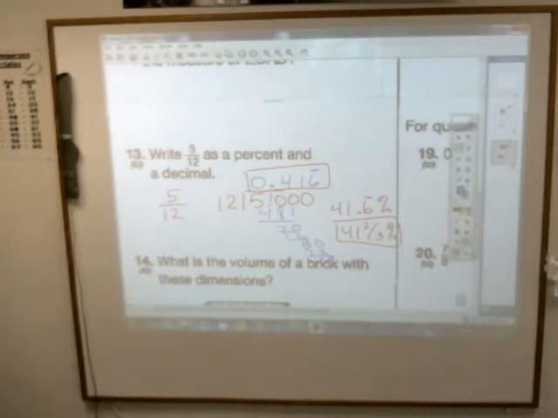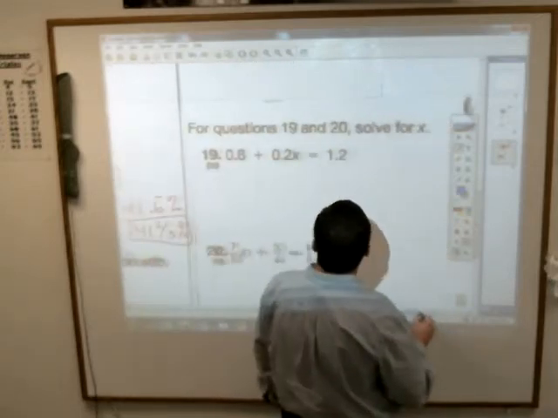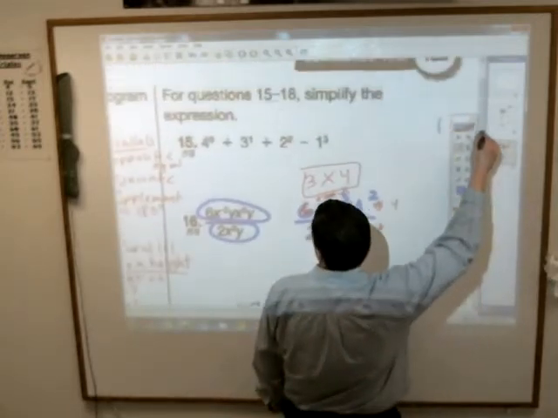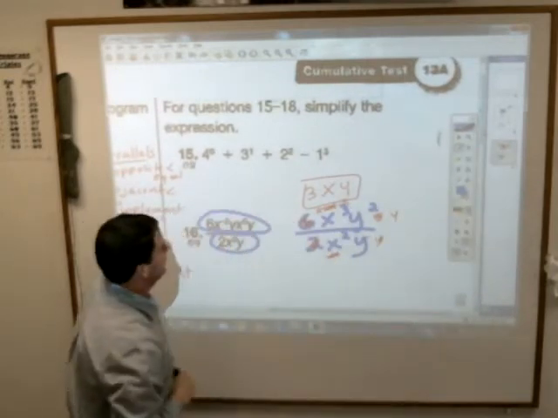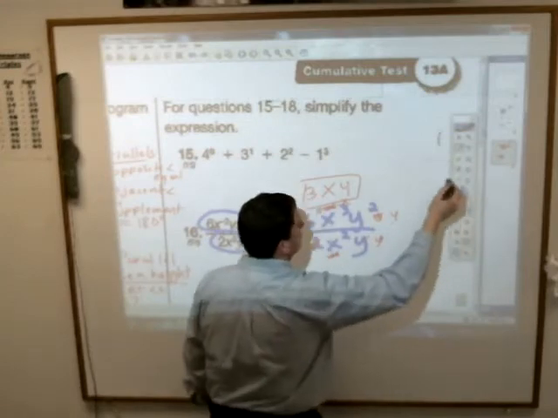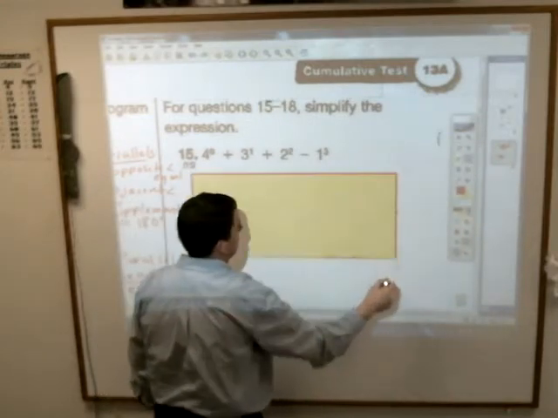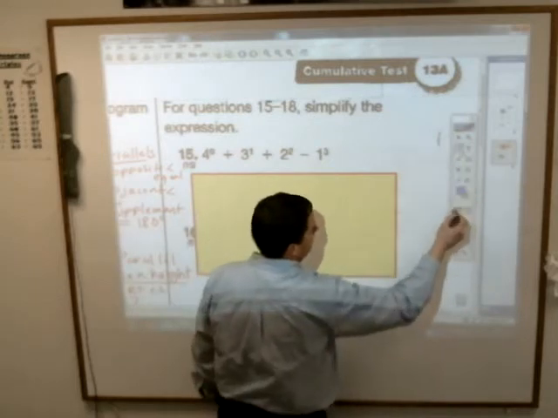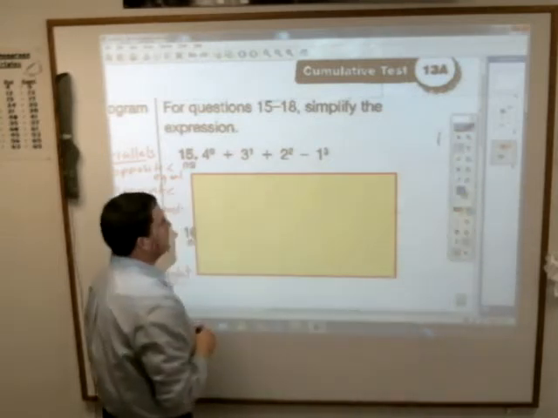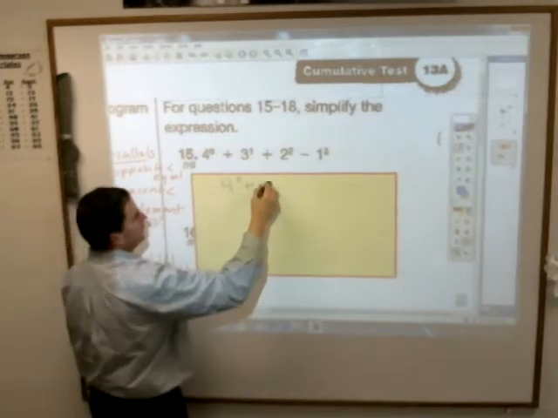I don't get number 15. Number 15. Oh, I love number 15. I love it when they do these sort of problems here. I am going to box this up a little bit. Number 15. Now let's go through. I'll rewrite it just so I can see it. 40 plus 3 to the first.